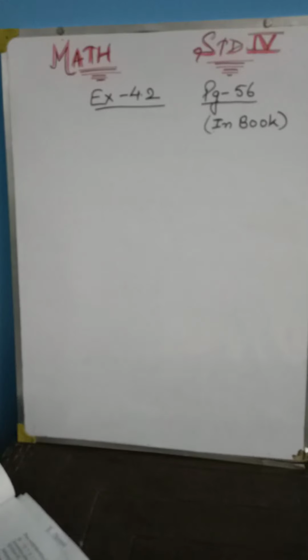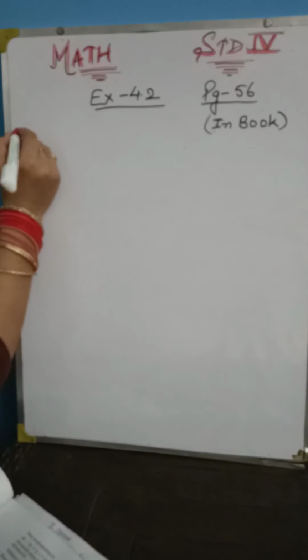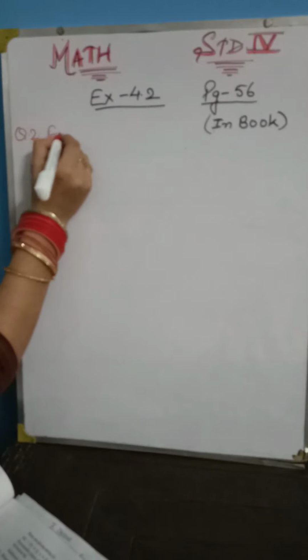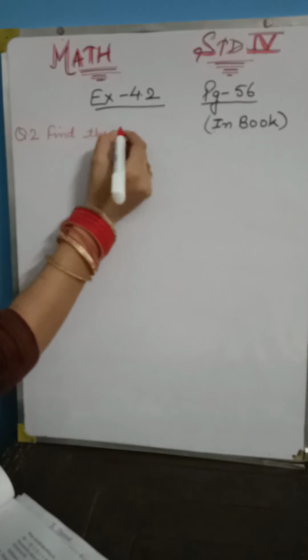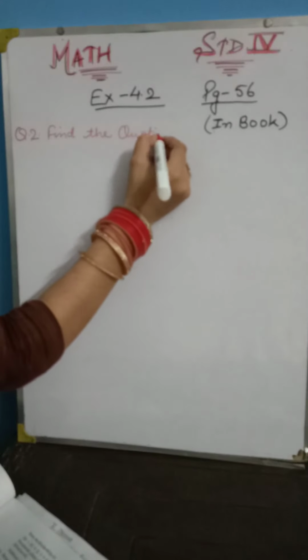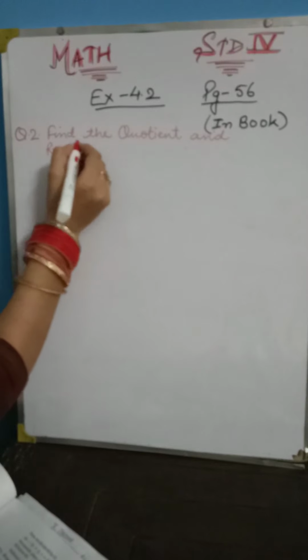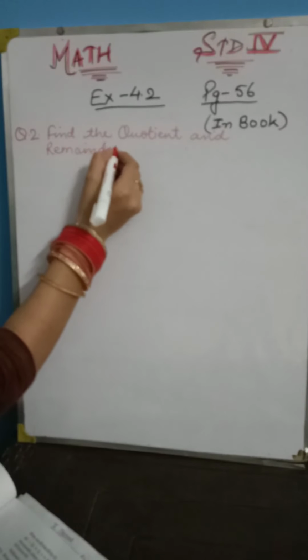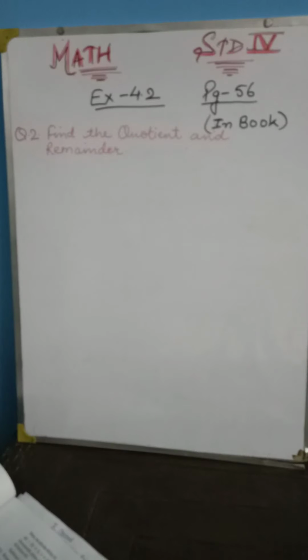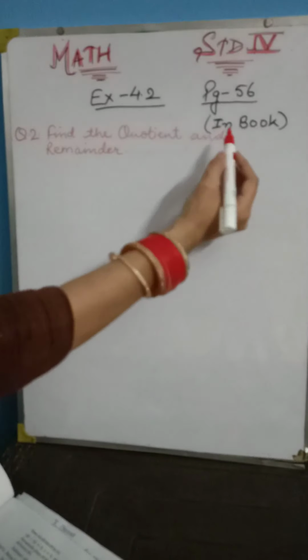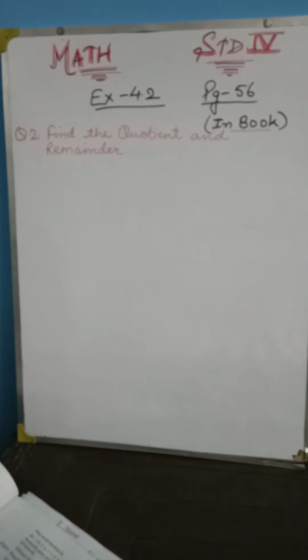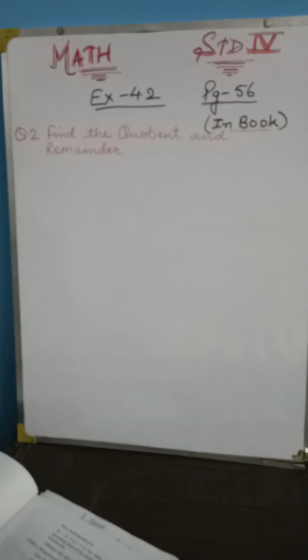So let's start the next question, question number 2. Find the quotient and remainder. As I told you in the previous question also, you will not do this exercise in your notebook. You have to do this exercise in your book. That's why I have written on the board also. So don't get confused by this.